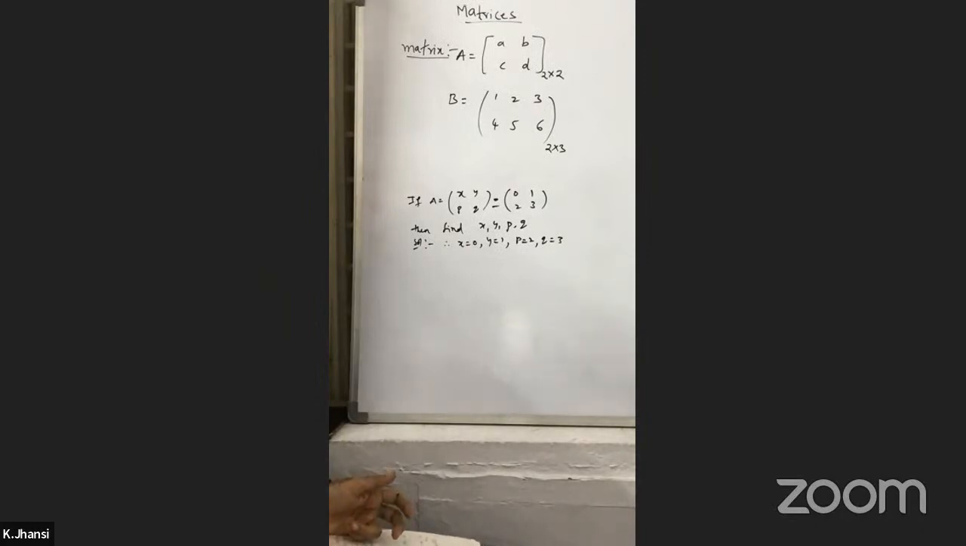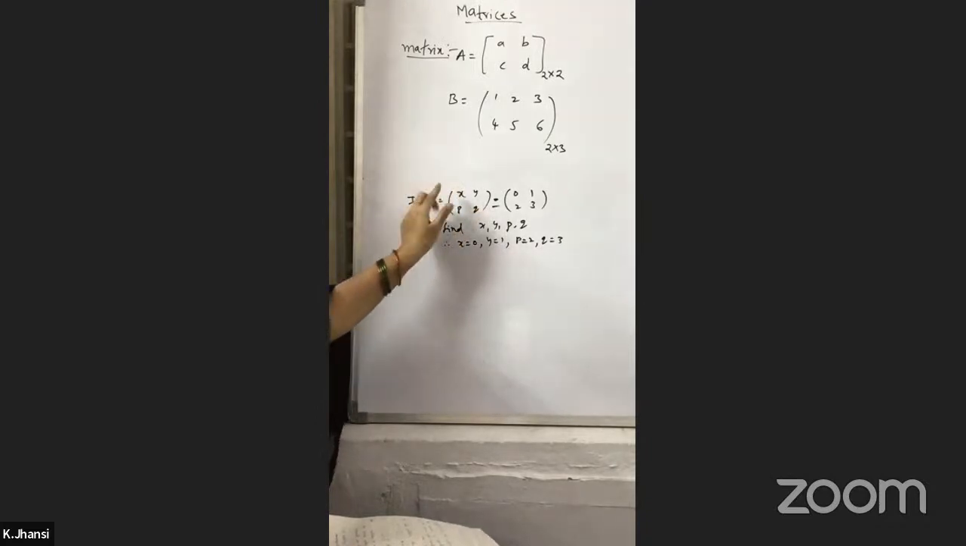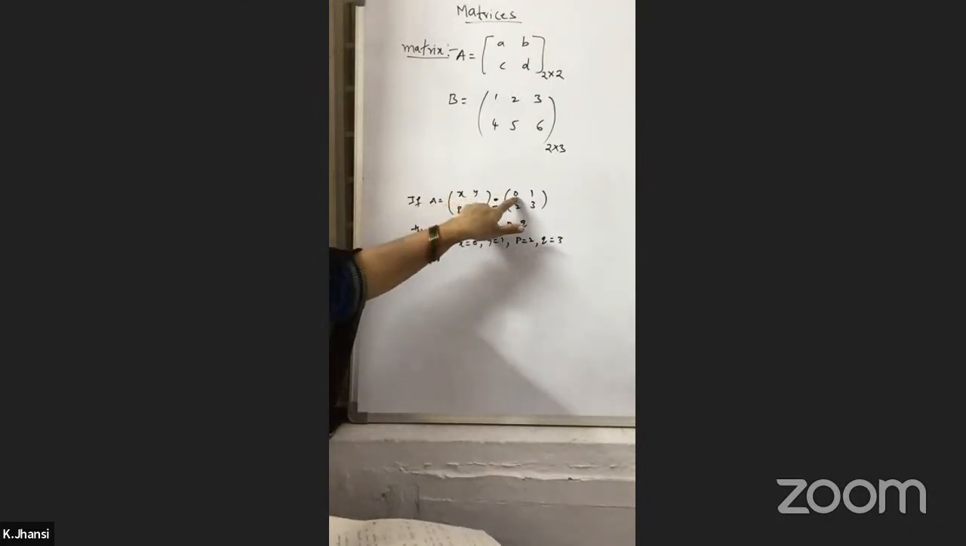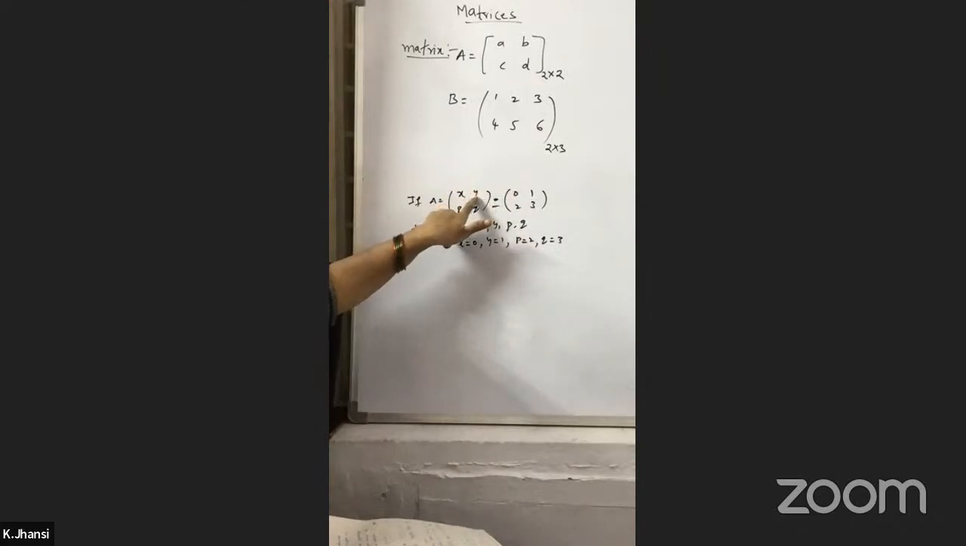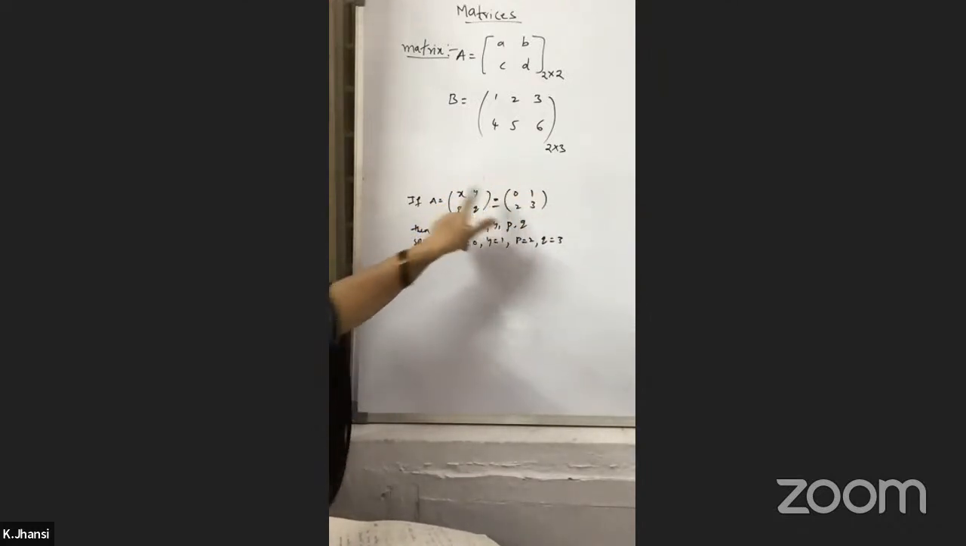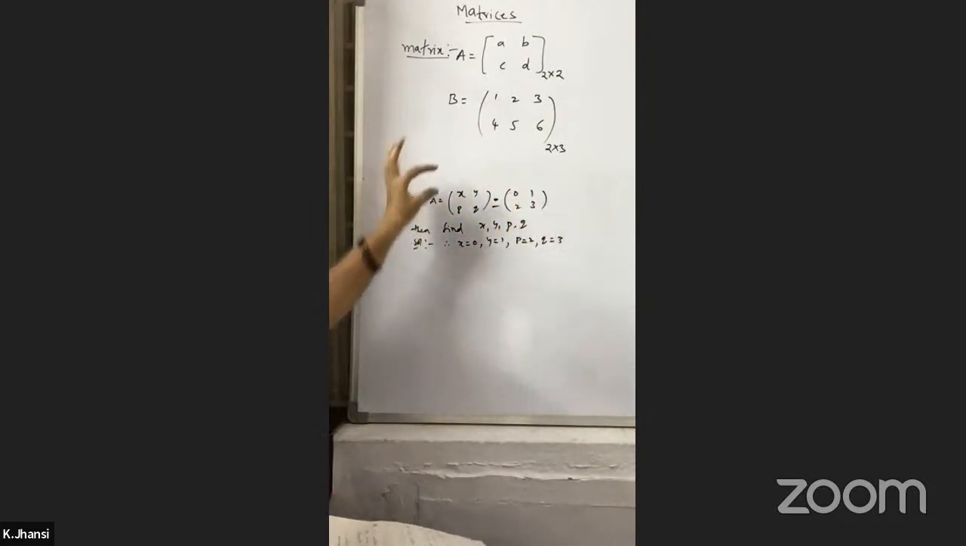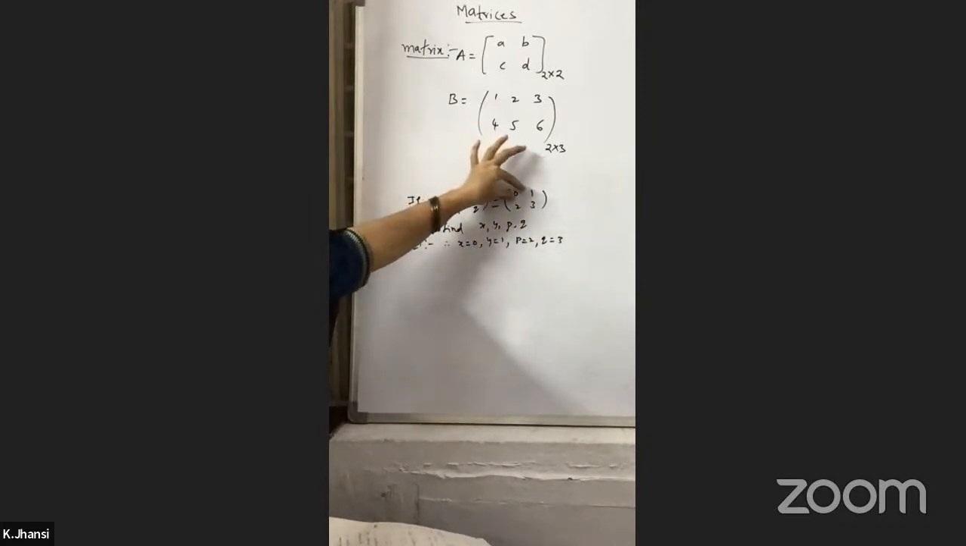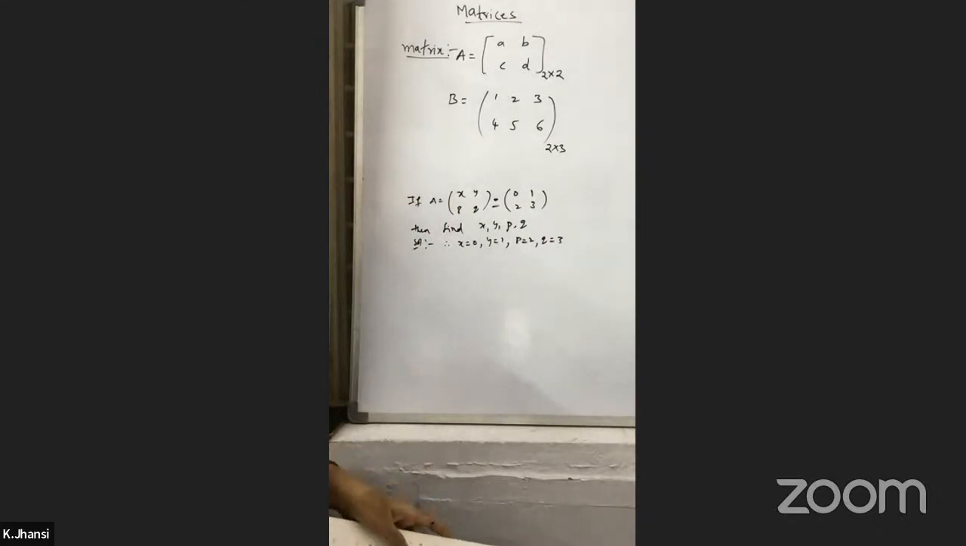That is, since two matrices are equal, their corresponding elements, meaning the place of this element and this element, are called corresponding elements. First row, first element; here also first row, first element. First row, second element; first row, second element. These are called corresponding elements. The place where they exist, those are called corresponding elements. So this is the concept we have.